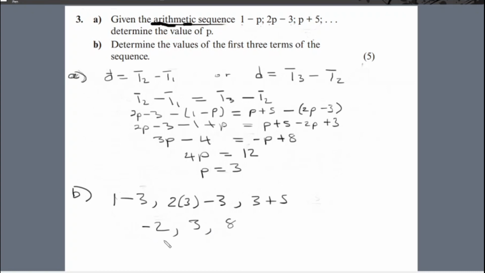Because this is an arithmetic sequence, we should have a common difference. Let us test. If we say 3 minus minus 2, that is 3 plus 2, it should be 5. If we say 8 minus 3, it's 5. Therefore our common difference is 5, right? Yeah, that's it.